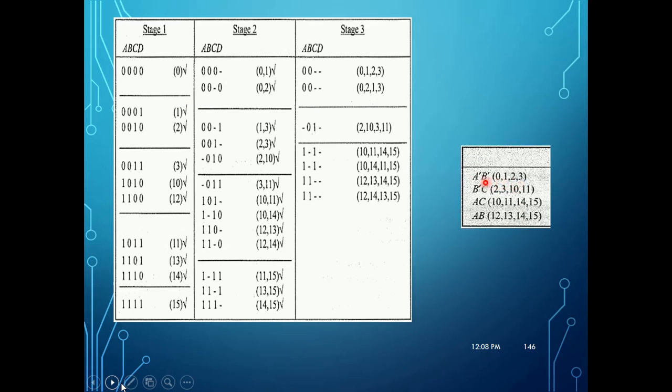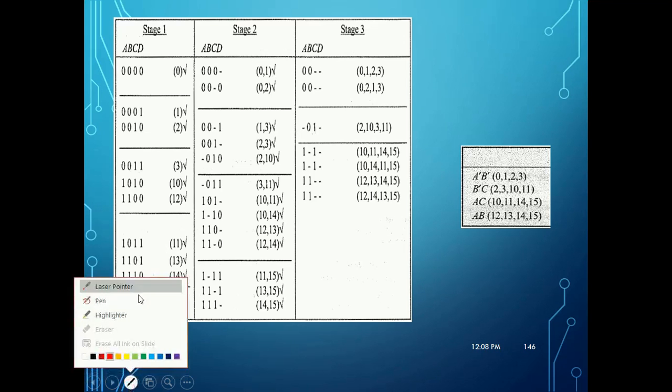So this can be written as a bar b bar. How to write this was already done in the previous video. For example, 0 1 2 3 and 0 2 1 3 are the same. Writing it this way is the same, so that's why we select one of the prime implicants here, that is 0 1 2 3. You can select 0 2 1 3 also, but I have selected 0 1 2 3.